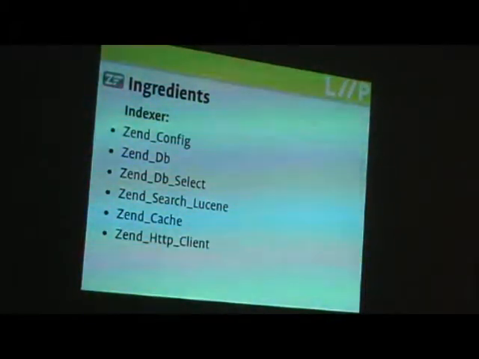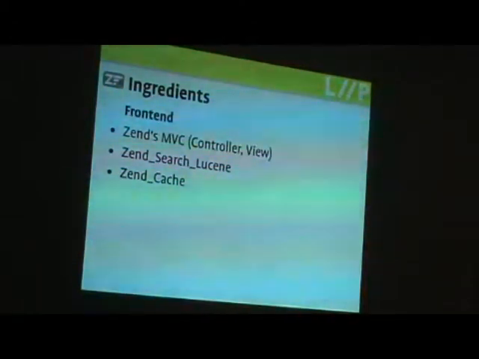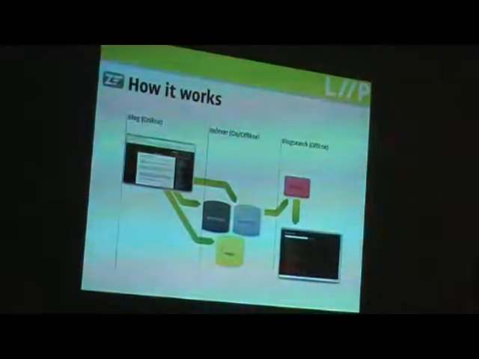We're going to use Zend config. We're going to use the Zend DB abstraction. We're going to use Zend DB select query creator. We're going to use Zend search Lucene to actually create an index of the blog post. We're going to use Zend cache to cache the contents of the blog post. And we're going to use Zend HTTP client to receive the images and create a local copy of them. And for the front end, I'm using Zend MVC to display something of this search. I'm using the Zend search Lucene front end, and again I'm using the Zend cache for reading the blog post.